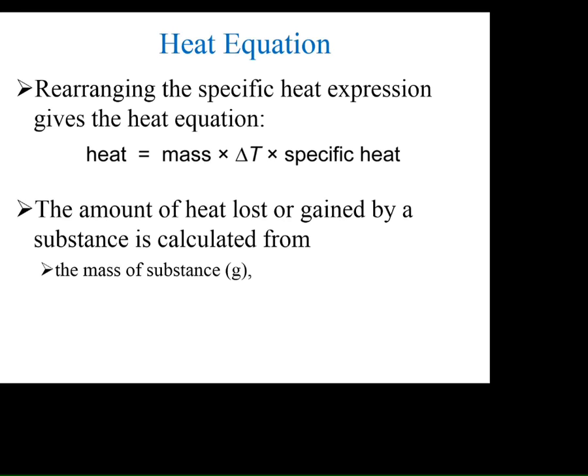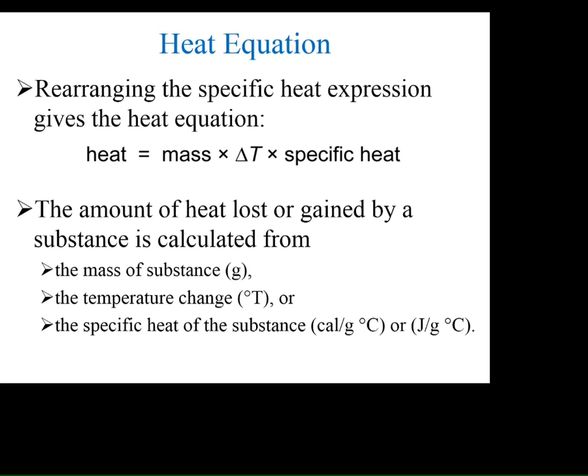So how much heat's going to be gained or lost? Well, it's based off the mass, right? How much did you use? The more you use, the more heat it'll either lose or absorb. Then, how much was the temperature change by? Did it change 1 degree, 10 degrees, 100 degrees? And then what is the specific heat of the substance? Is it water? Is it gold? Is it aluminum? All those things will affect how much heat is either absorbed or released. So it's based off all 3: mass, delta T, and specific heat.